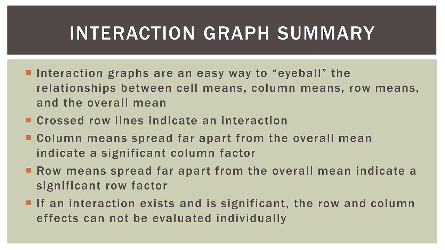Now, if an interaction exists and it is significant, the row and column effects cannot be evaluated individually. The main effects are too intertwined. They are too confounded together to look at individually because the values change as you go across, and you really can't untangle it. It's like a knot you cannot untangle.